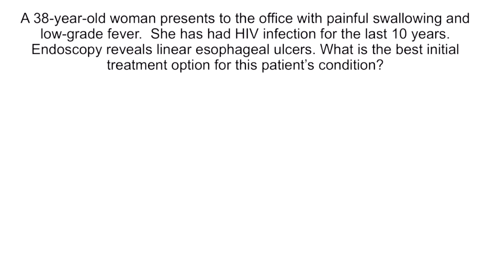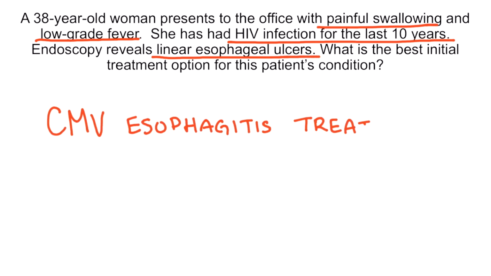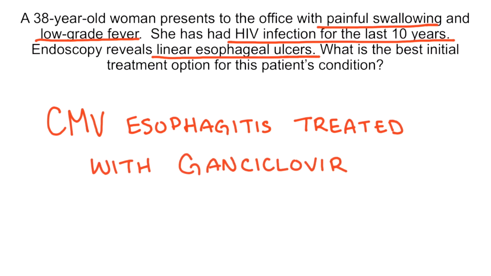This patient with long-term history of HIV infection presents with painful swallowing, also known as odynophagia, and low-grade fever. Endoscopy reveals linear esophageal ulcers. These findings are consistent with the diagnosis of esophagitis due to cytomegalovirus infection. The best initial treatment option for cytomegalovirus infection is ganciclovir, and that concludes this section.